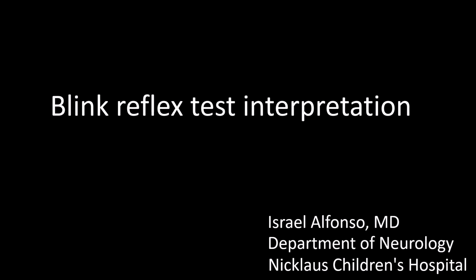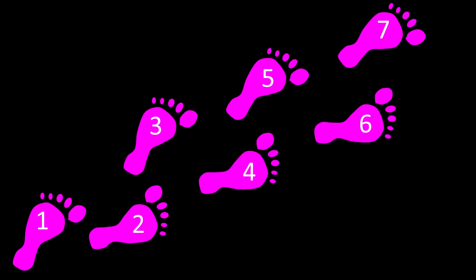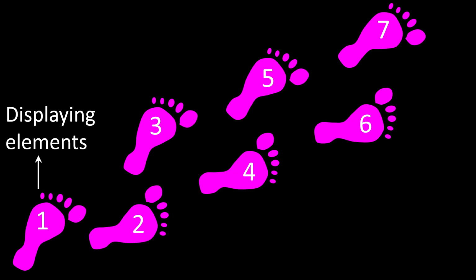This talk is about blink reflex test interpretation. Test 1. I use 7 steps to interpret blink reflex test. The first step consists of creating a platform to display results in a visually clear fashion. Step 2 is to gauge the scale used to display the waves.